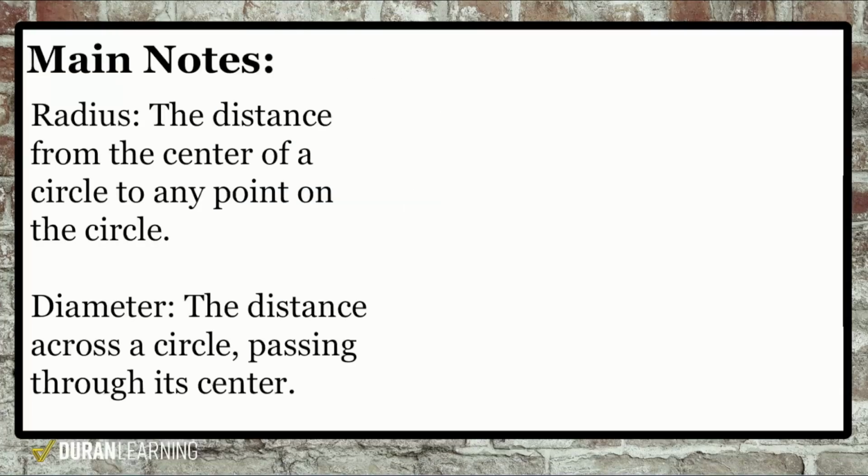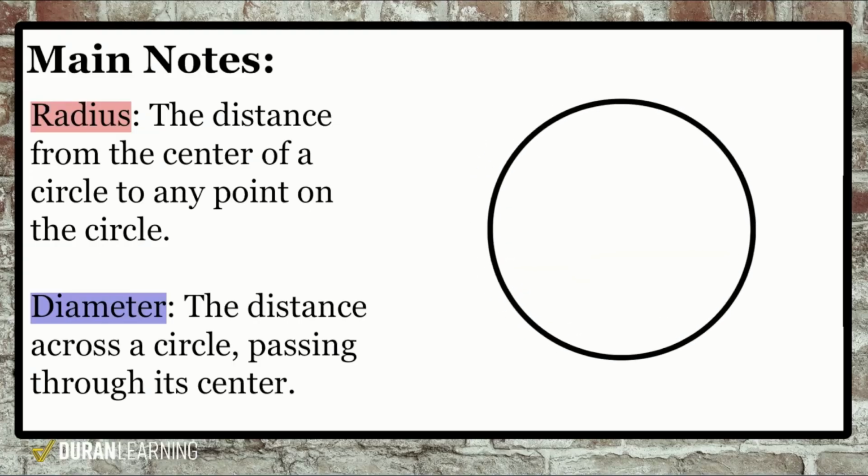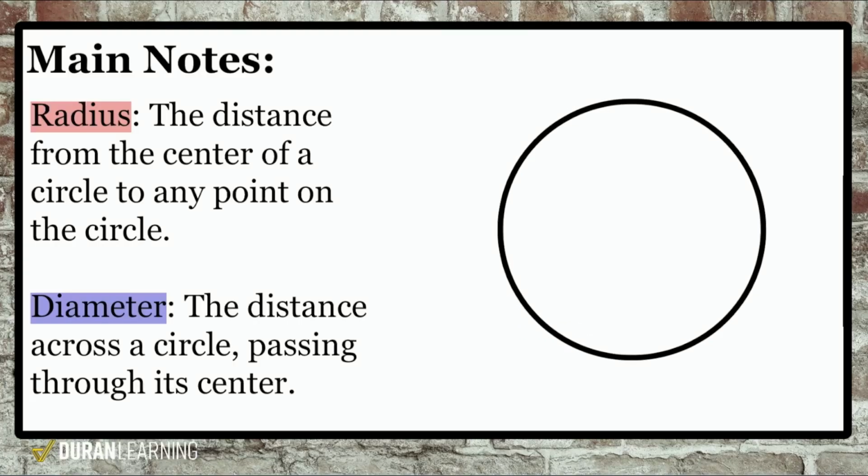So, first things first, let's understand the difference between the terms radius and diameter. Let me highlight these two terms here in different colors. And let's draw ourselves a circle right here. I can draw a perfect circle, no help from technology needed. There we go. As always, perfect.